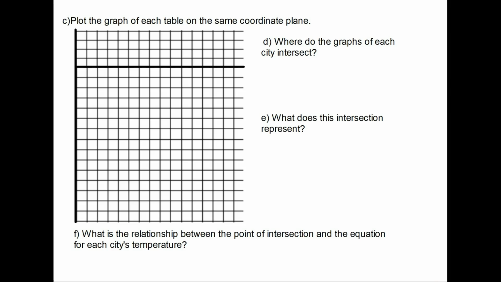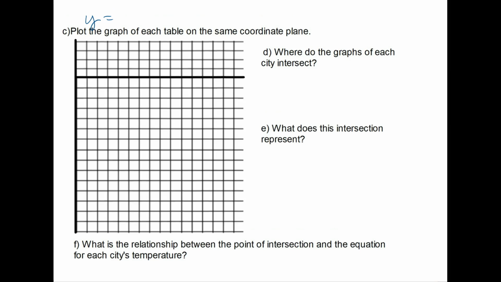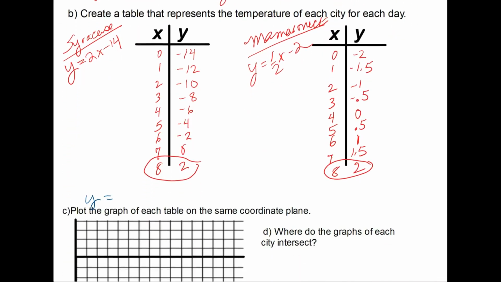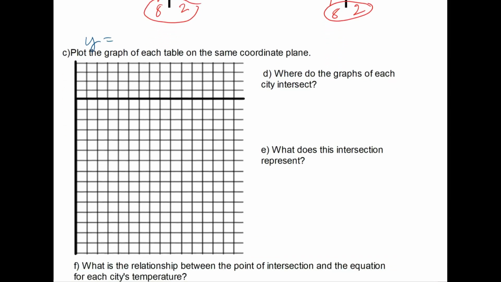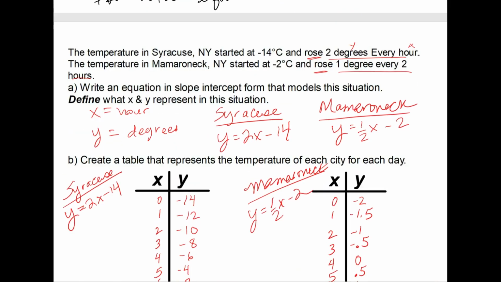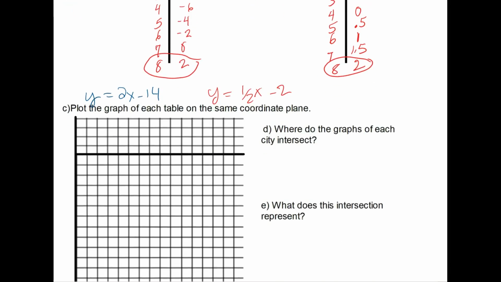All right, where did the graphs of each city intersect? Well, we need to put the equations. I forgot the equations, y'all. I have to scroll back up and see. So y is equal to 2x minus 14, and the other equation was y is equal to 1/2 x minus 2. Yeah, that was it.